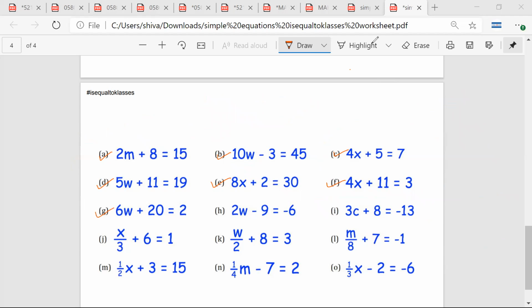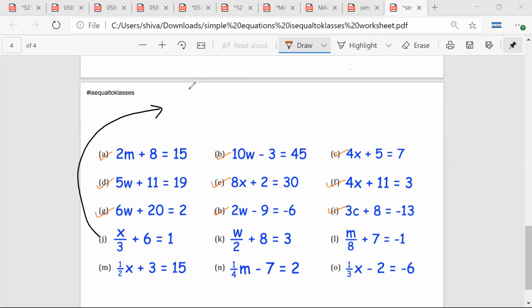So the more practice you do, the better it will be. Because most of the confusion in maths happens due to equations. Equations is very critical. Mr. Satya, how did you do this part? J part?